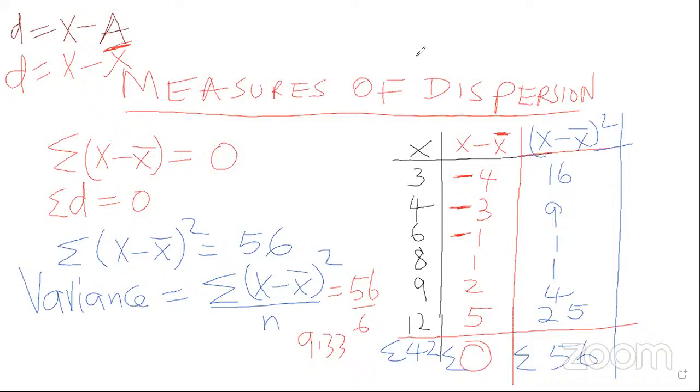So for the mean, we are saying the average for the group is 7. But now here we are saying the average variation is 9.33. And now that leads us to the final measure of dispersion, what we call standard deviation. And the standard deviation is given by the square root of the variance. And what's the square root of 9.33?